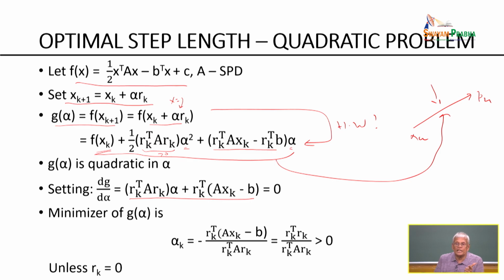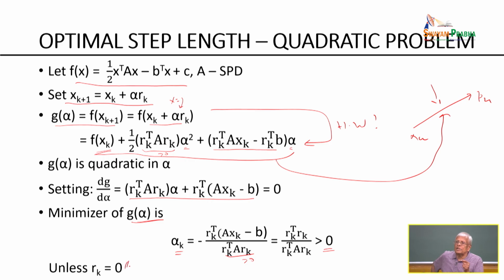I am computing the gradient and equating it to 0. So g of alpha is minimized at the solution to this equation. If you simplify this, the solution is alpha k equals minus (A xk minus b) transpose rk divided by rk transpose A rk. The denominator is always positive. From the definition, b minus A xk is rk, so A xk minus b is minus rk, the minus signs cancel, so alpha k is rk transpose rk divided by rk transpose A rk. Rk transpose rk is positive, rk transpose A rk is positive. Therefore, alpha k is always greater than or equal to 0 unless rk is 0.